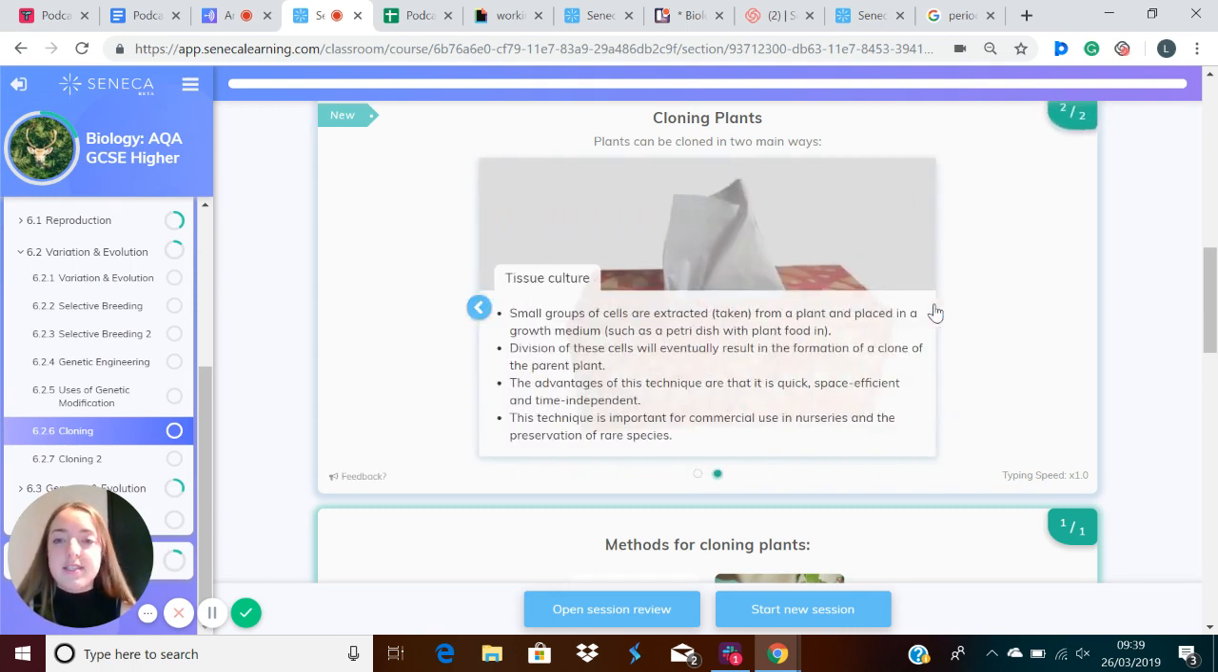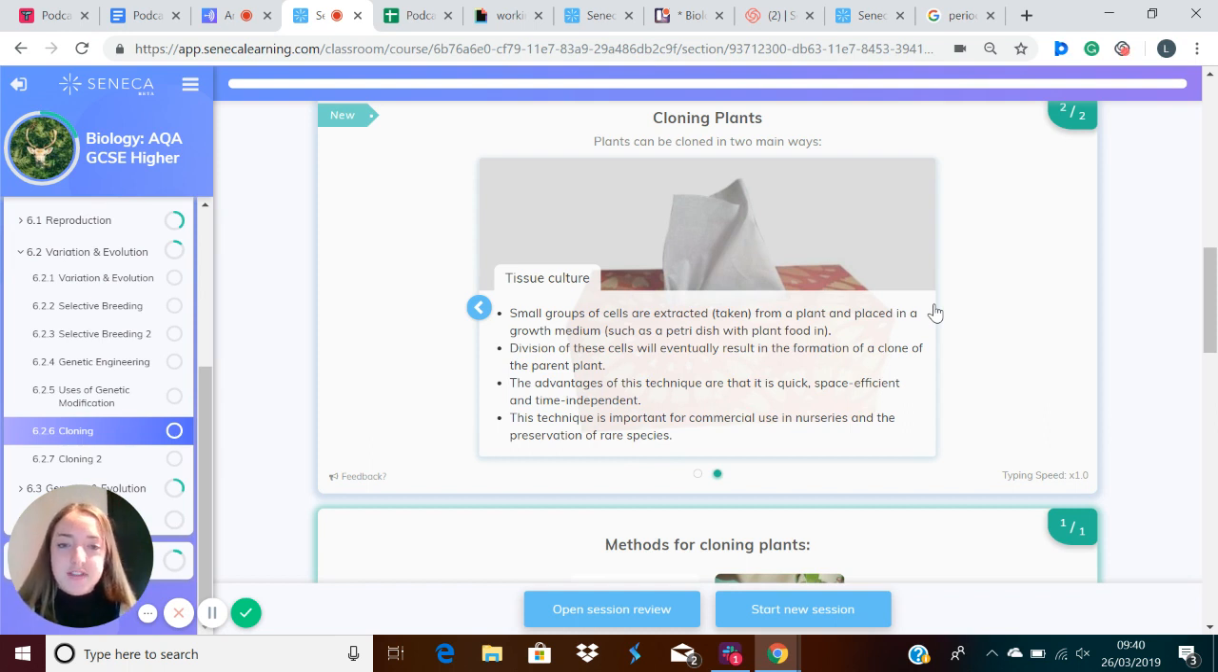The other method is tissue culture. Small groups of cells are extracted from a plant and placed in a growth medium. This would be something like a petri dish with plant food in it. Divisions of these cells will eventually result in the formation of a clone of the parent plant.